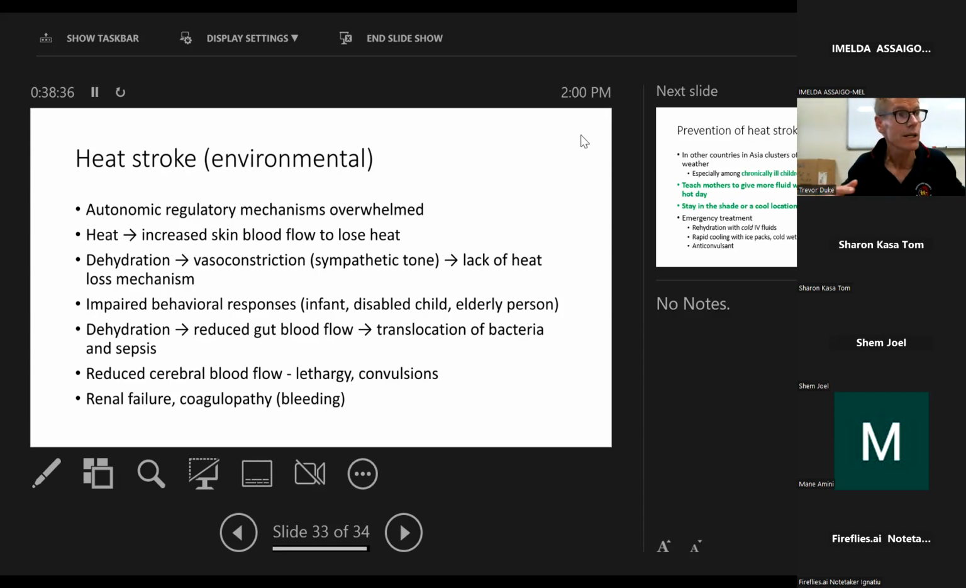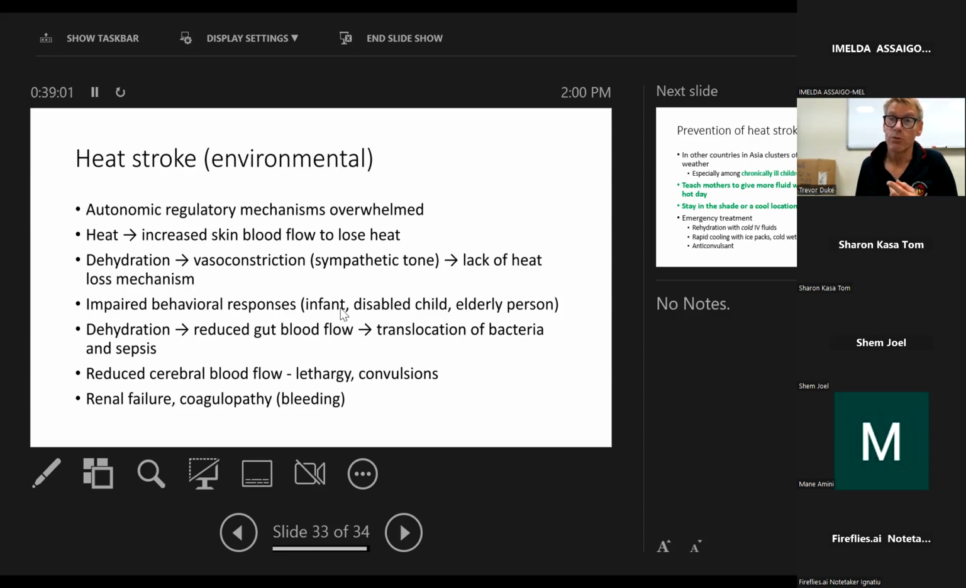So they just get this rush of blood to their skin to try to lose heat, but it's just not enough. And so when they get a rush of blood to their skin, they get dehydrated as well because they're sweating so much. They lose all this heat, and then they get a lack of their heat control mechanisms, and because of the environment in which they're in, they have impaired behavioral responses.